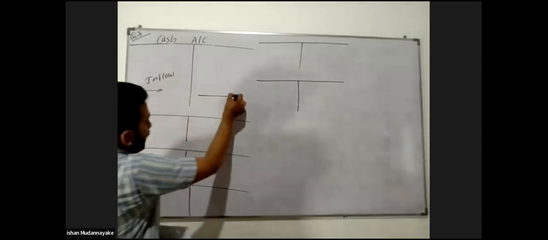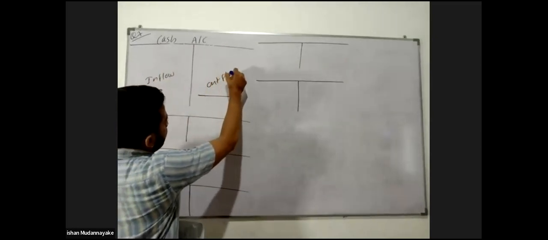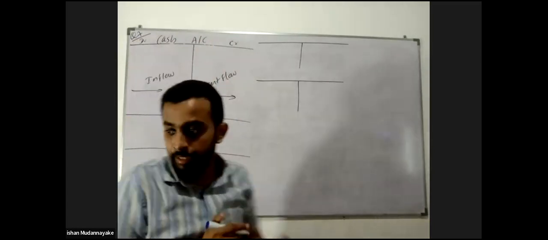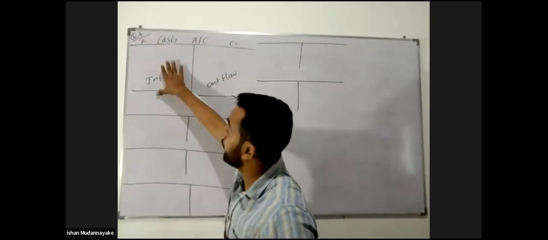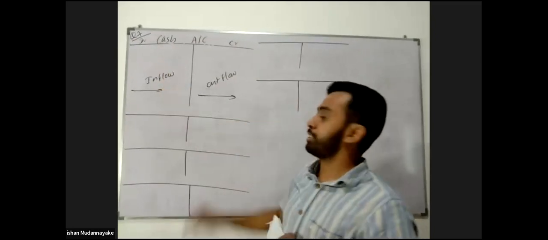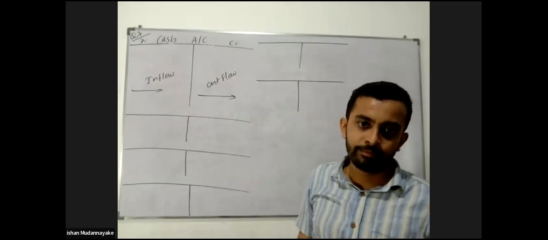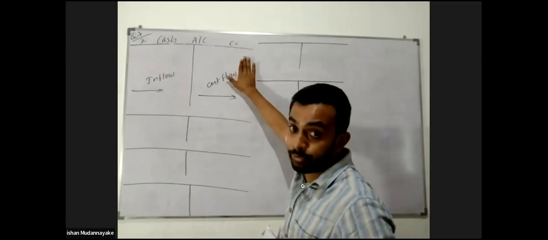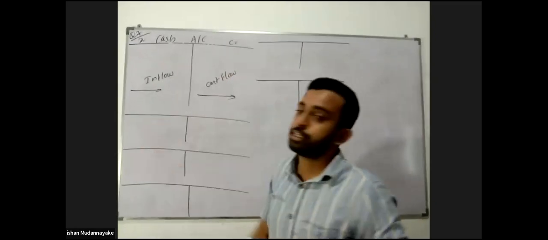Then here, try to get the idea through the cash account. Cash book: debit, cash inflow; credit, cash outflow. If you debited the cash account, definitely you need to credit the opposite account. If you recorded some amount on the credit side of the cash account, definitely you need to debit the opposite account.